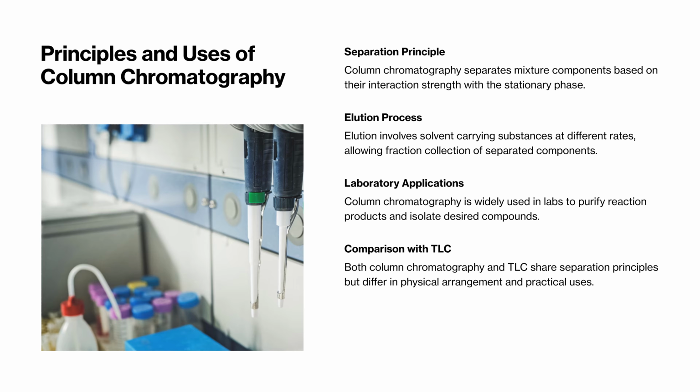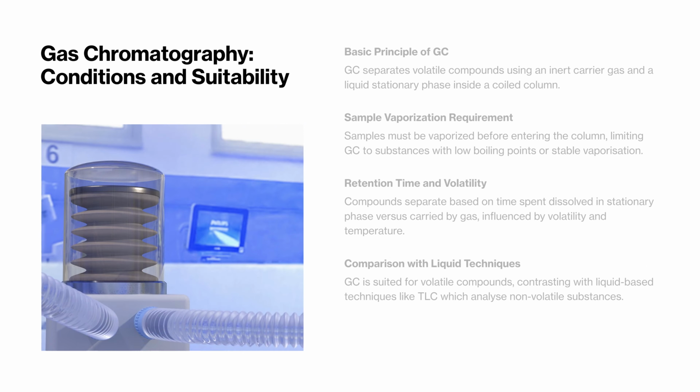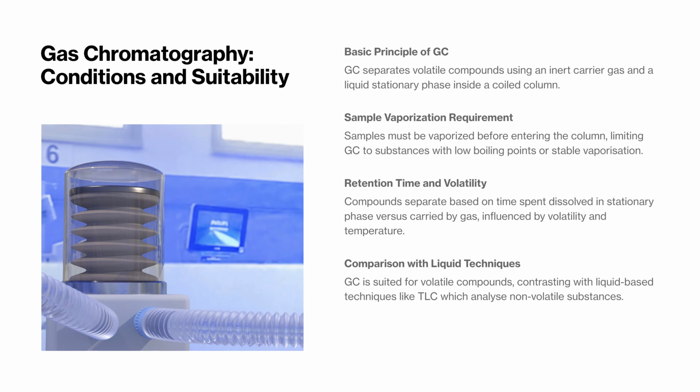A suitable solvent then flows through the column, carrying the components at different rates. Substances that interact weakly with the stationary phase move faster and elute first, while those with stronger interactions elute later. Gas chromatography is a powerful analytical technique used to separate volatile compounds. In this method, the mobile phase is an inert carrier gas such as helium or nitrogen, while the stationary phase is a thin liquid film coated onto the inside of a long, coiled column.